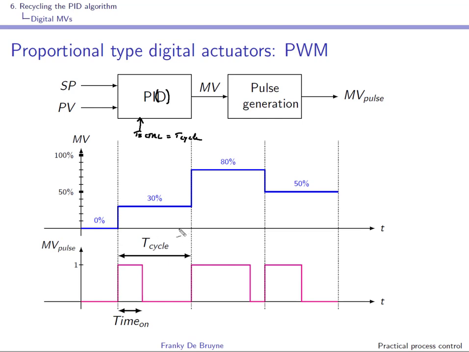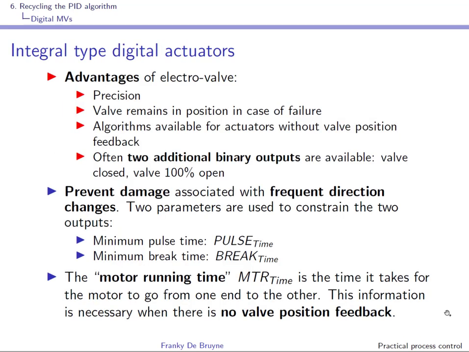So here in this cycle period, right, we have that the output of the controller is 30%. This means that the proportion of the time that, well, the output will be on is 30%, as you can see here visually. As discussed before, for integral type digital actuators, we'll have to come up with another type of algorithm. In process industry, the integral type actuator that is encountered most is the electrovalve.